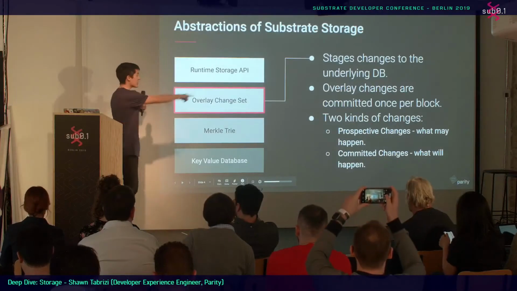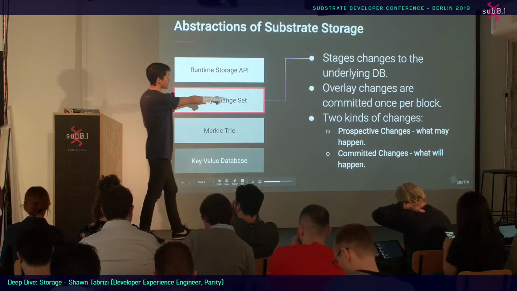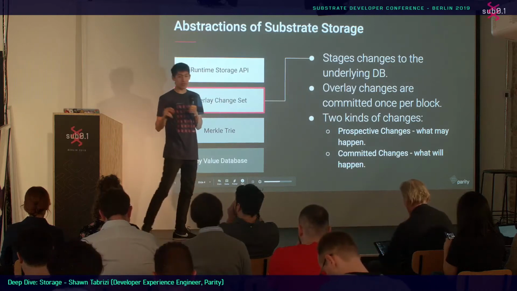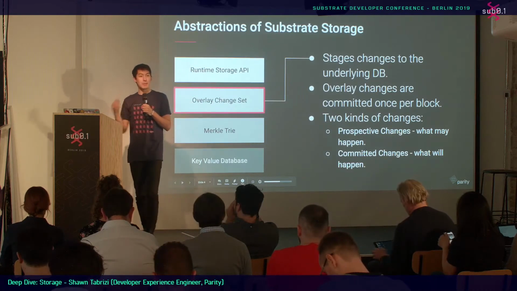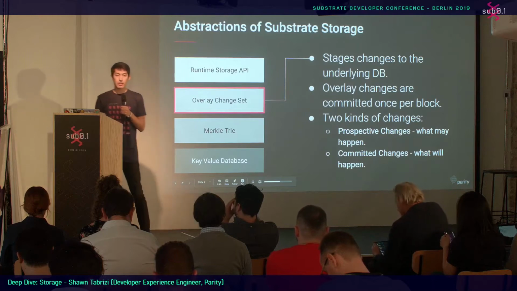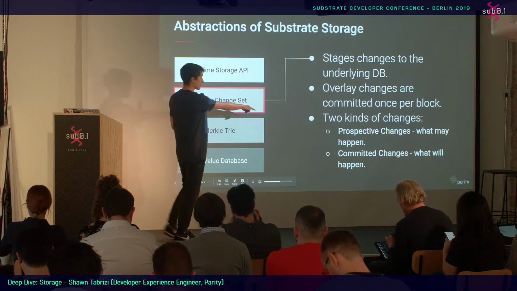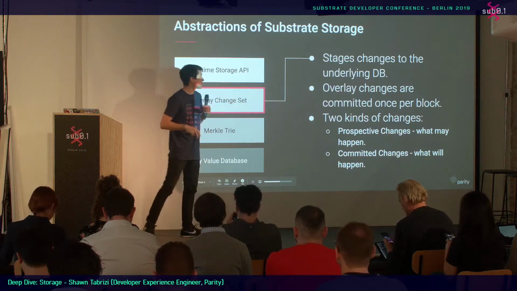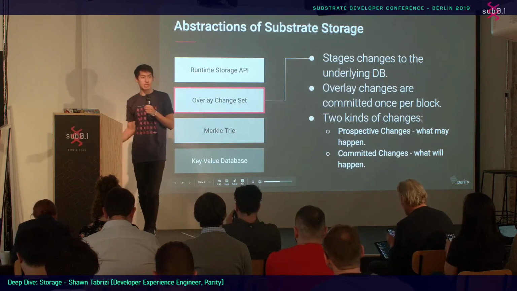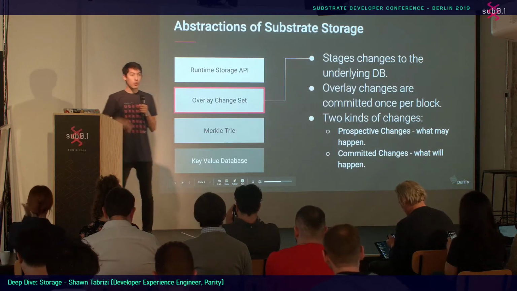There are two kinds of changes in this overlay change layer. There's the prospective changes, things that may happen, so there are things that we don't know we should actually commit to the database yet. And then eventually there's some state that we know we will commit to the database at the very end of a block, which is the committed changes. And again, ultimately these overlay changes are actually committed to the actual database once per block. So when you're doing multiple reads to a value across multiple modules, all within one block, it's all actually happening in this overlay change set.